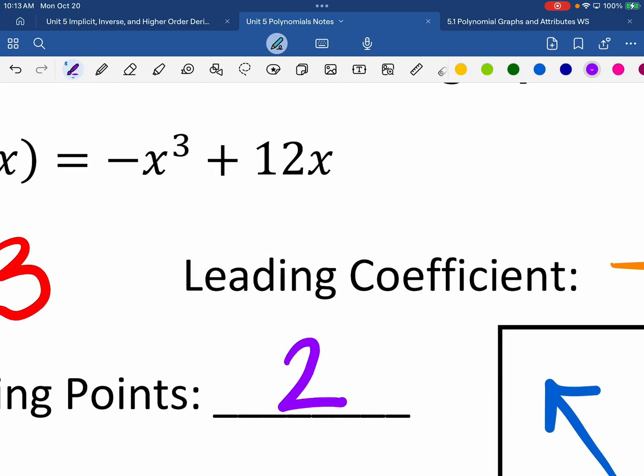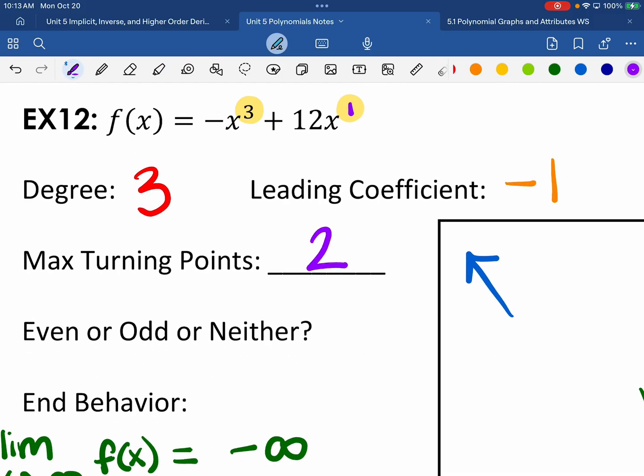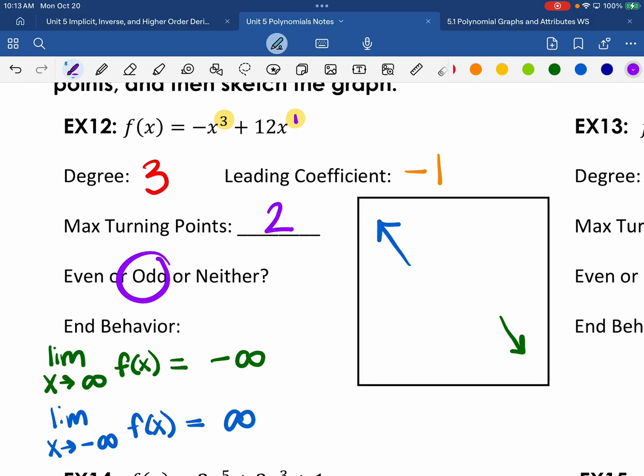So if you look at number 12, odd? I've got a 3, and what's the understood exponent right there? 1. So are they all even or all odd? Odd. So since they're odd, you could rotate it about the origin. So make sure when you draw your 2 turning points, you make it where it's kind of symmetrical. That's what mine looks like.